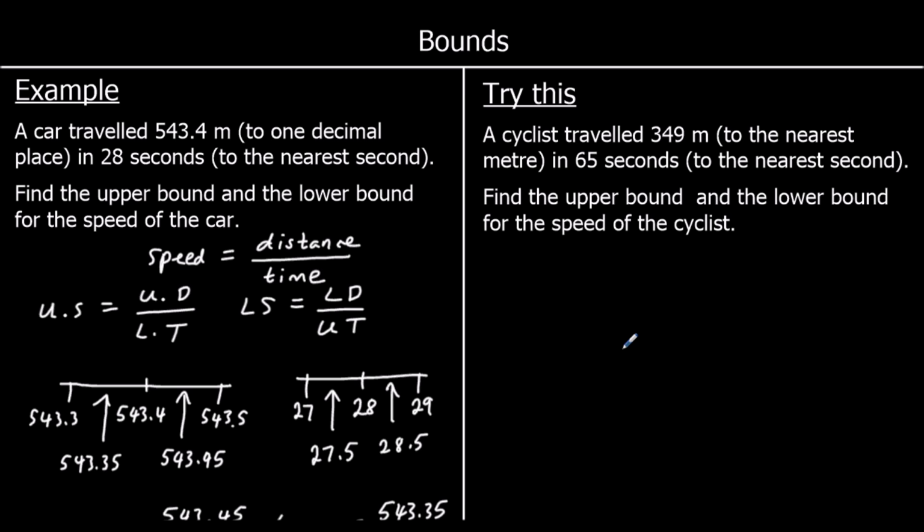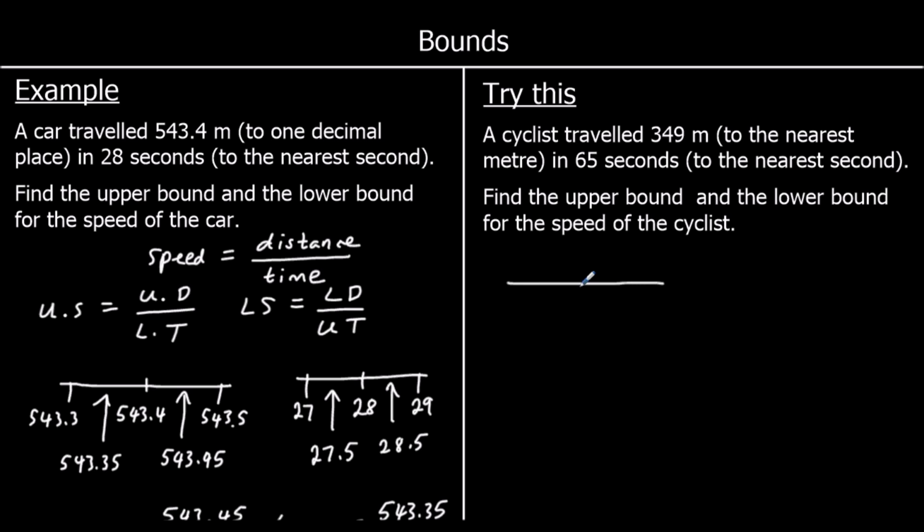Okay, one for you to try, so pause the video and give it a go. A cyclist travelled 349 meters to the nearest meter in 65 seconds to the nearest second. Find the upper bound and the lower bound for the speed. So again, we've got speed equals distance over time. And to find the highest speed, we're going to do the upper distance divided by the lowest time. And to find the lowest speed, it's going to be the lowest distance in the biggest possible time.